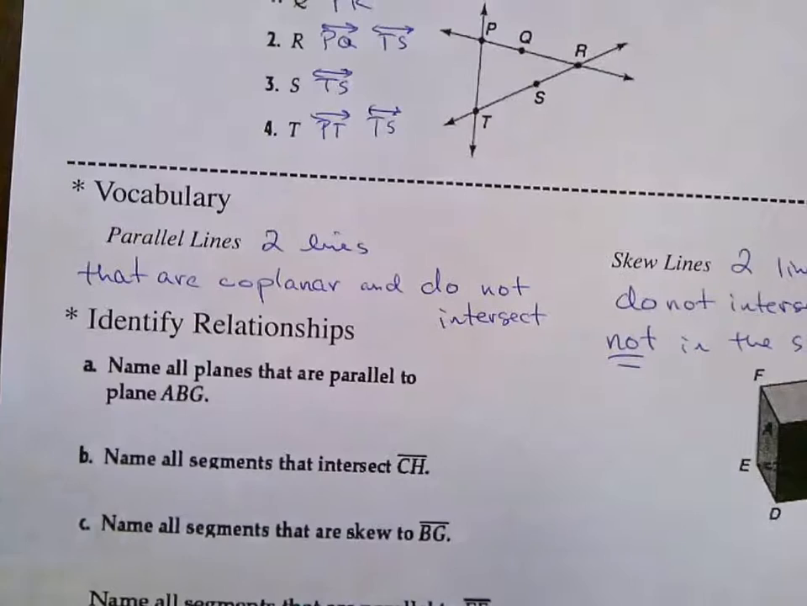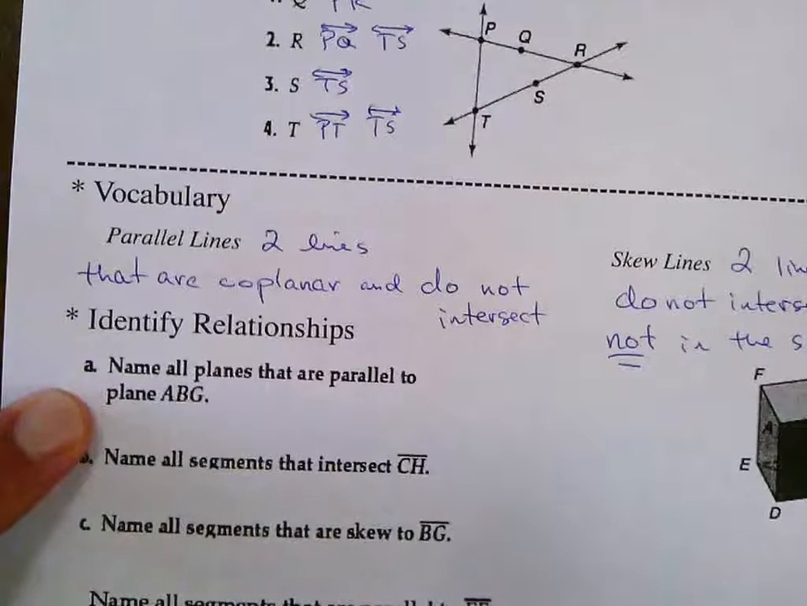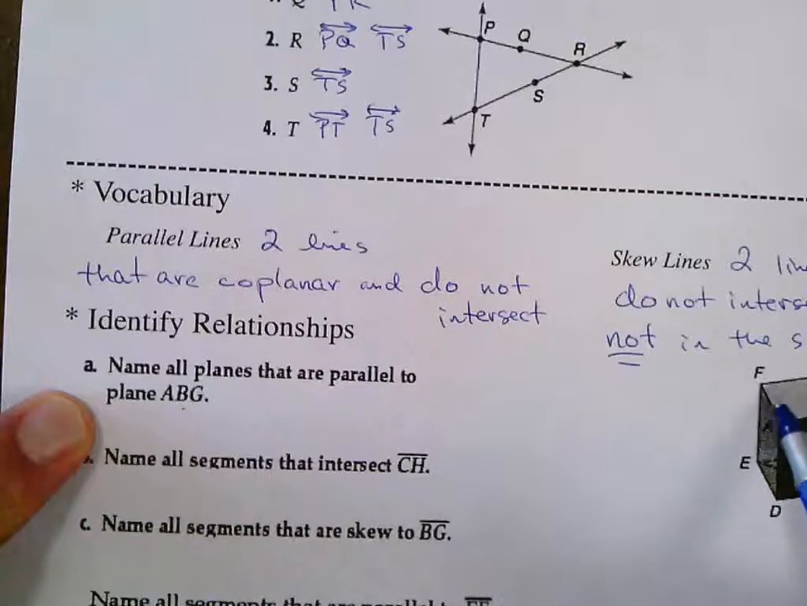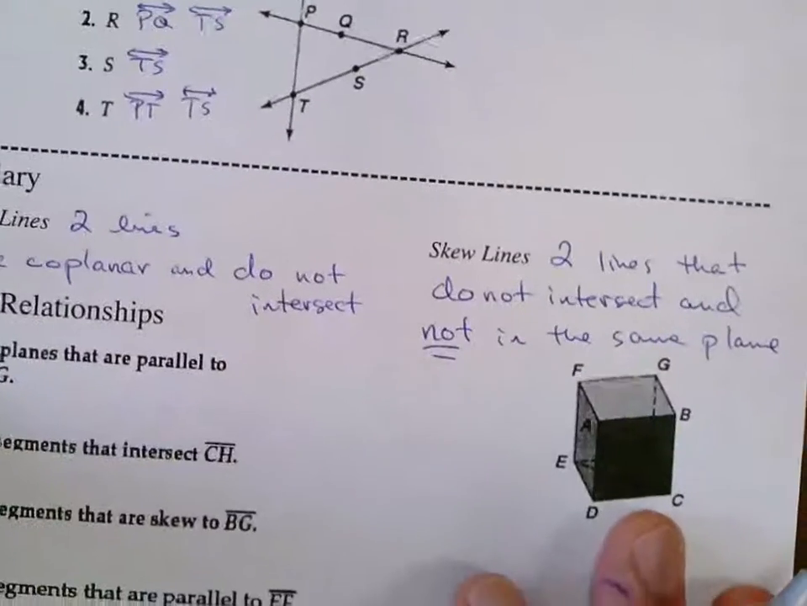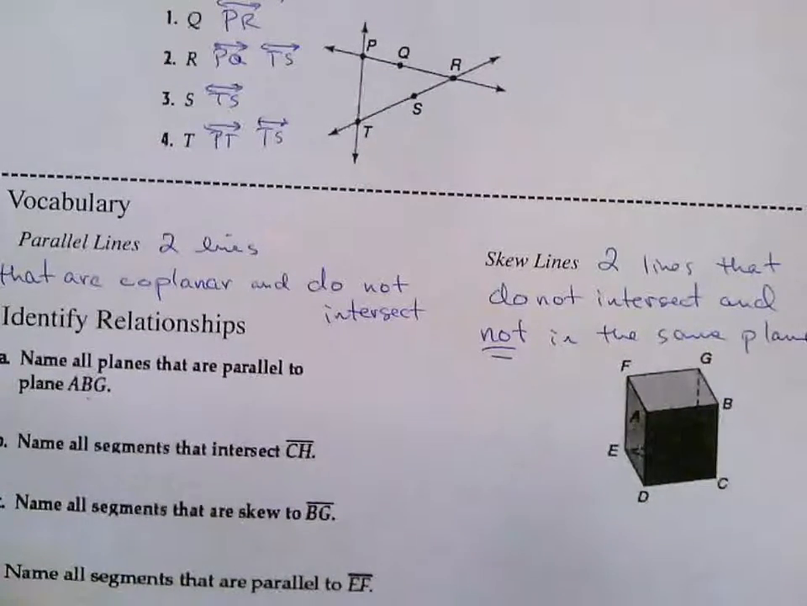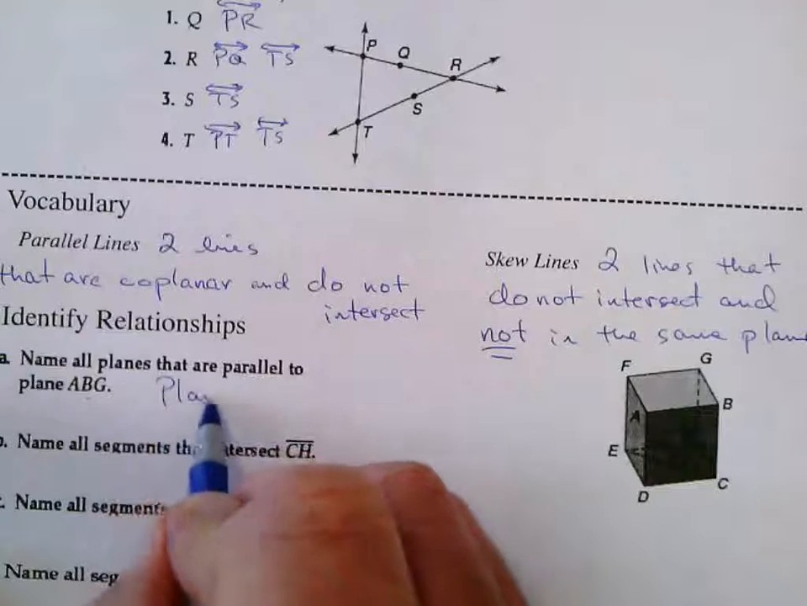So let's take a look at these. Name all planes that are parallel to plane ABG. Again, to name a plane, it's 3 letters. So ABG is the top part here. So the only plane that's parallel is the bottom. I can call it any 3 of those letters, so we'll just call it plane EDC.